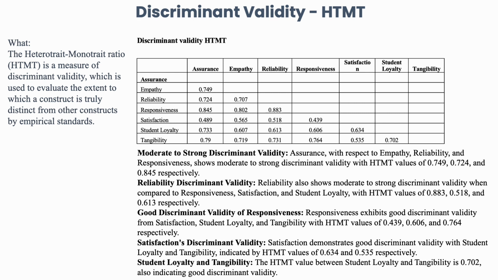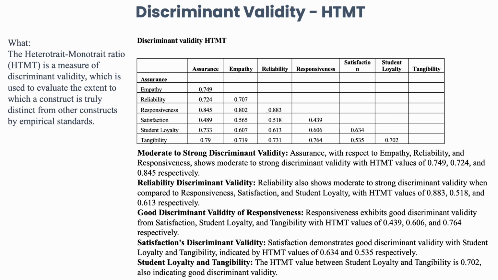The HTMT value should be less than 1, but more restrictive thresholds such as 0.85 or 0.90 are often used. If the HTMT value is above this threshold, it indicates a lack of discriminant validity, and it suggests that the constructs may not be distinct and could be measuring similar phenomena.